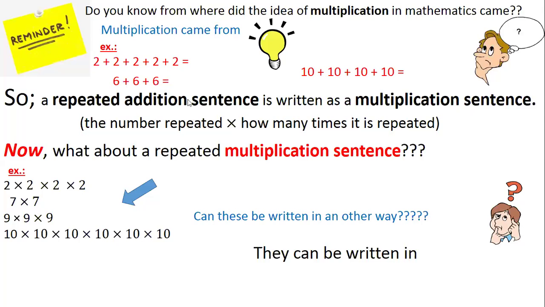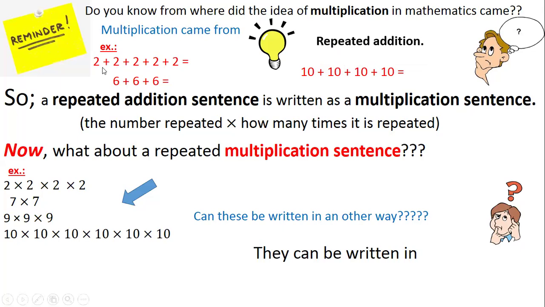As a reminder, do you know from where the idea of multiplication in mathematics came? Multiplication came from when we started studying multiplication in grades 2 and 3. The idea of multiplication came from repeated addition. What do we mean by repeated addition? We used to add 2 plus 2 plus 2 plus 2 plus 2 to write our answer, which is 10.